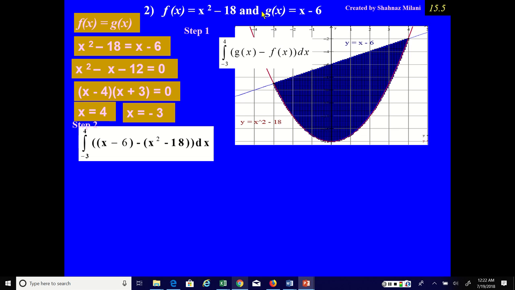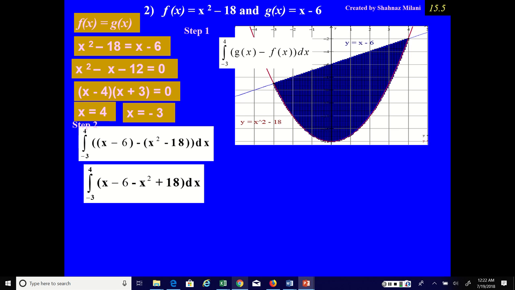My g of x is x minus 6, then minus my f of x. Make sure f of x is inside the parentheses because the sign will affect it. Then from here, combine like terms. X minus 6, I can combine it with the 18. When I combine it, it becomes 12.